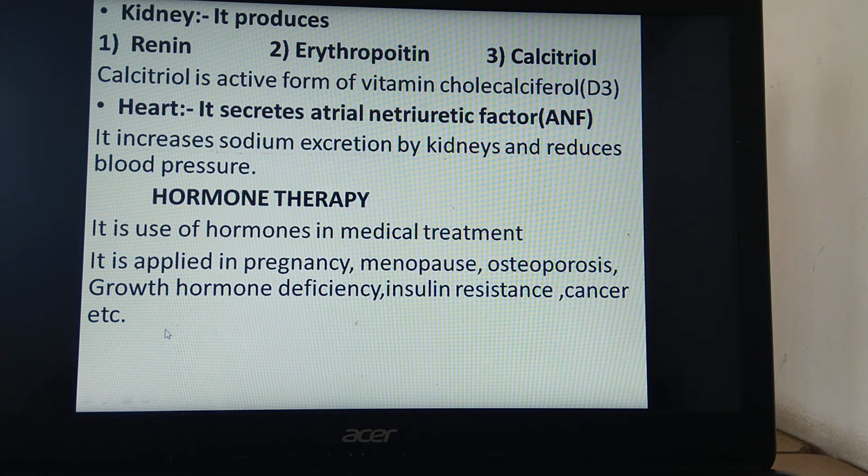Okay, so this is about the different kinds of diffuse endocrine glands. In the next lecture, we are going to study the mechanism of hormonal action and different types of hormones.